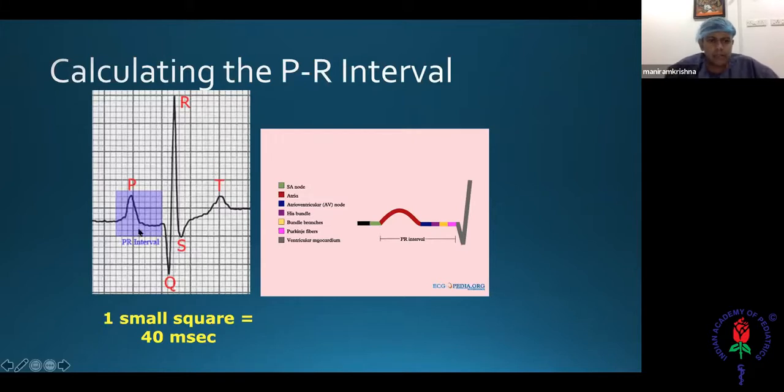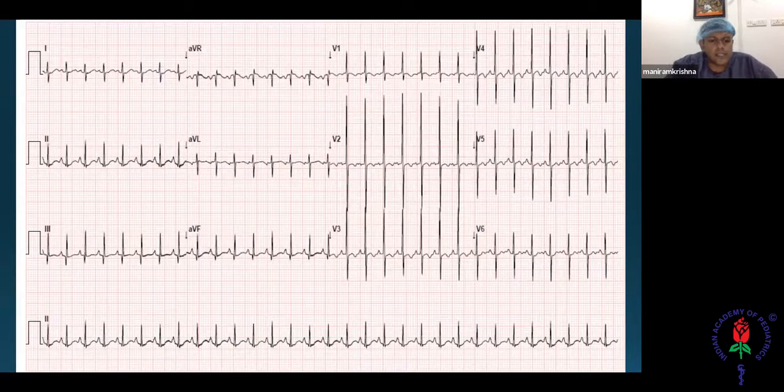You calculate it by measuring the time from the beginning of the P wave to the beginning of the QRS complex. You count the number of small squares between the start of the P wave and the start of the QRS complex. As we know, in a standardized ECG, one small square is 40 milliseconds. So the number of small squares times 40 gives you the PR interval. With that information, we're going to try and calculate the PR interval in this particular ECG. I'm going to give you guys 10 seconds to attempt this before I go on to the answer.